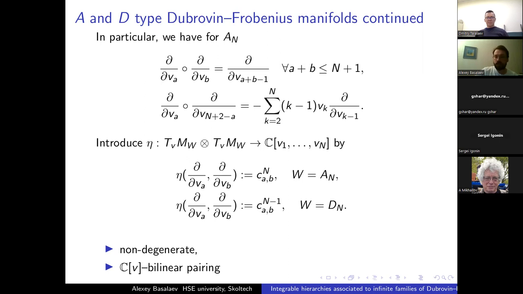Oh, sorry, may I ask a question again? Yeah, sure. I just wonder what happens if you change coordinates in MW? Is there any kind of covariance or contravariance in the coefficients that you define in this way? In the coefficients of whom? Well, I mean, in CAB and the coefficients they define. I'm just a little bit perplexed why you actually chose a tangent bundle of MW, not cotangent bundle. Can you explain this?